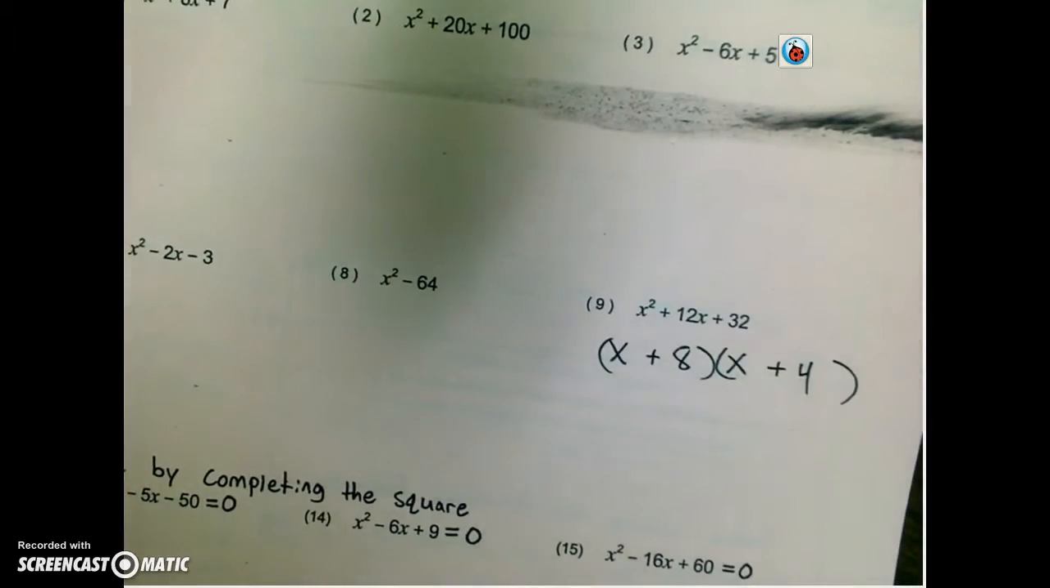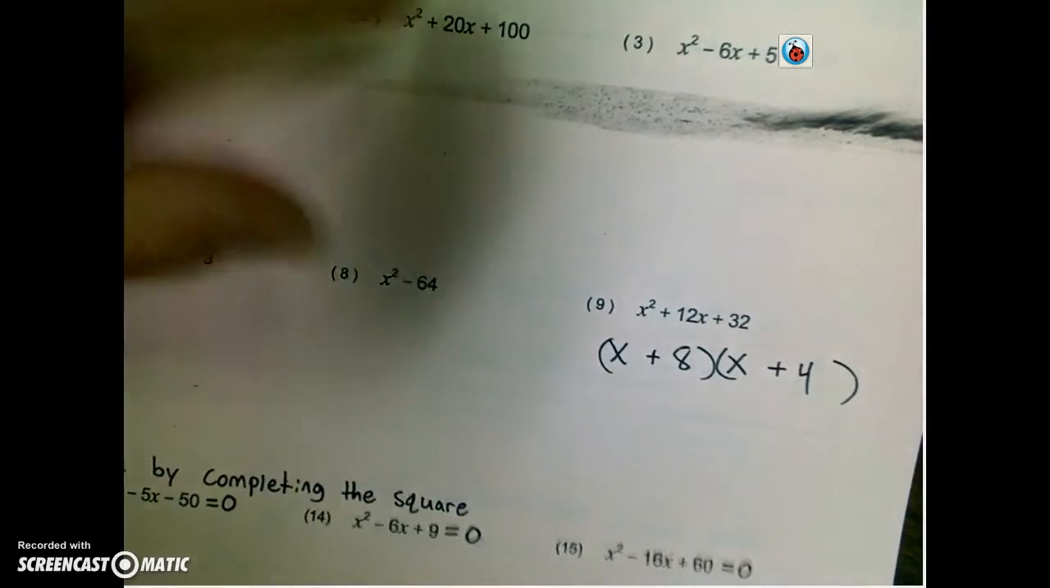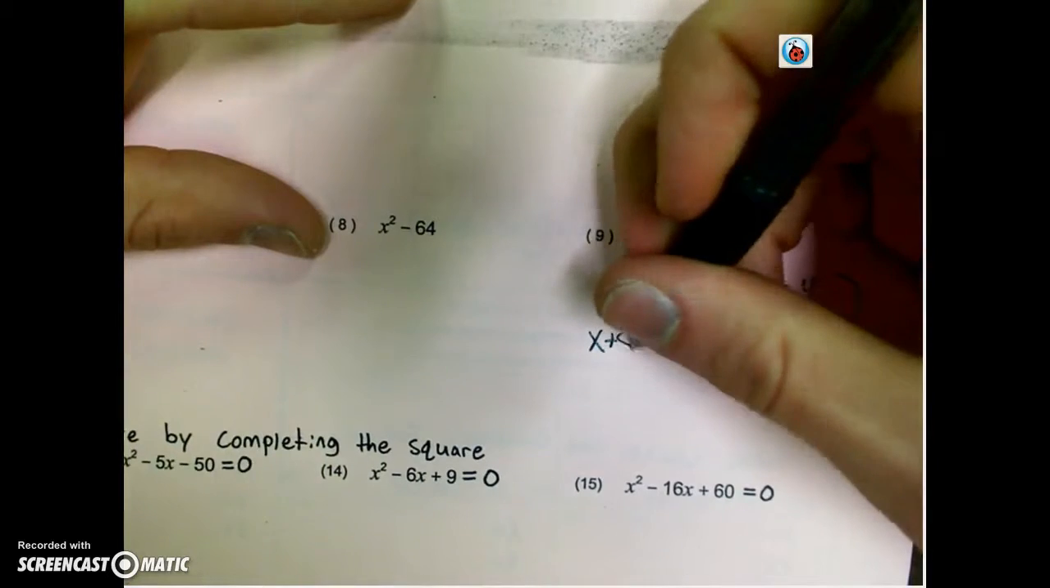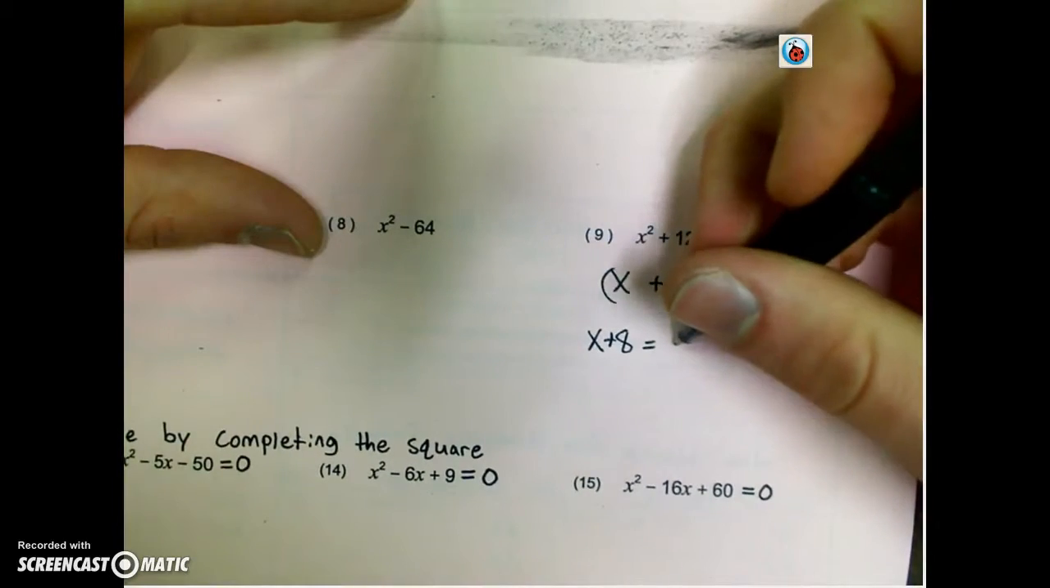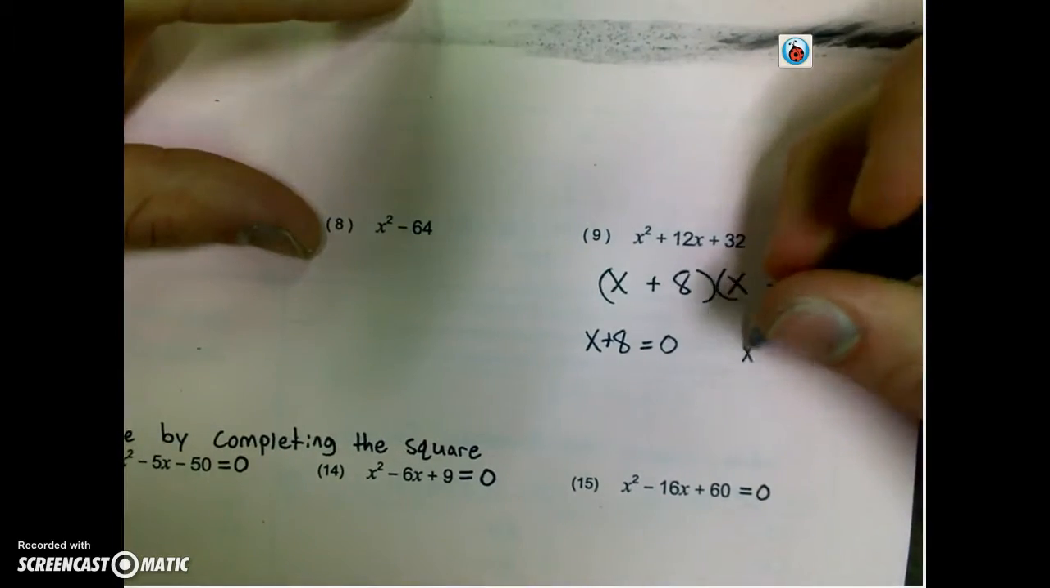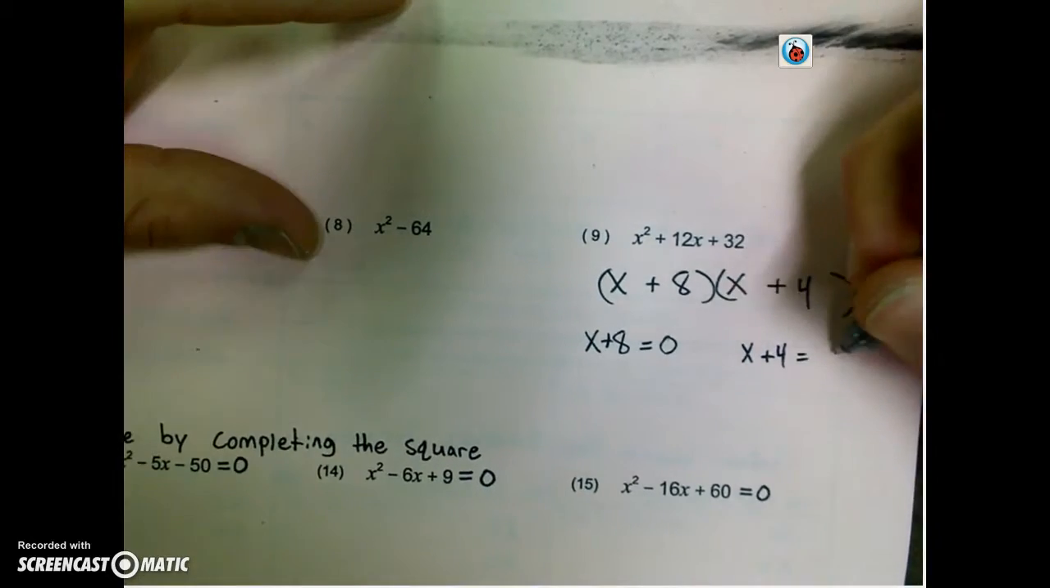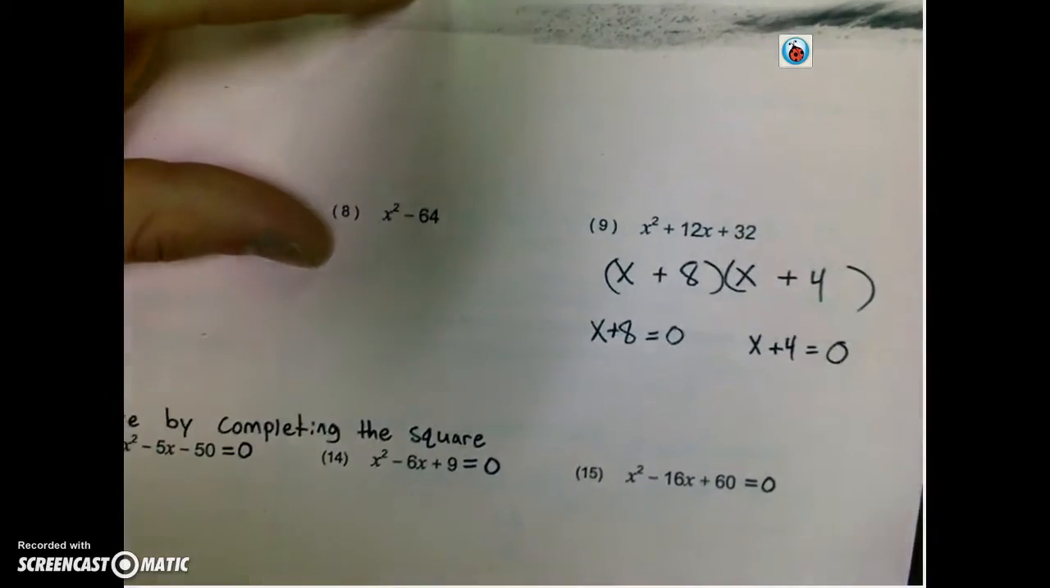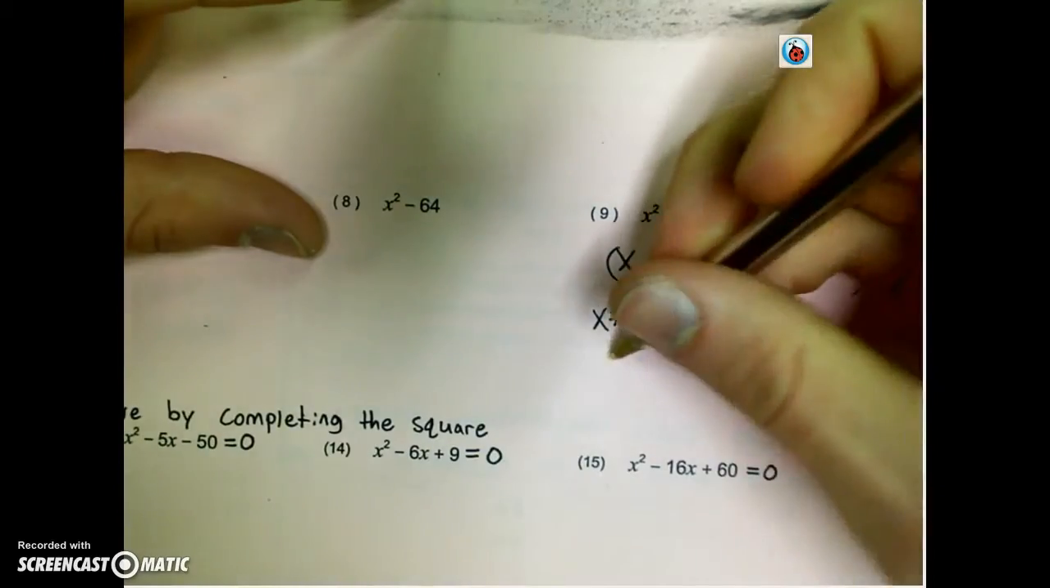Right, so now to solve for solutions, what are we going to have to do? We're going to take both of these pieces and set them equal to 0, because factoring is not enough. We also have to solve. This is just easy one steps.